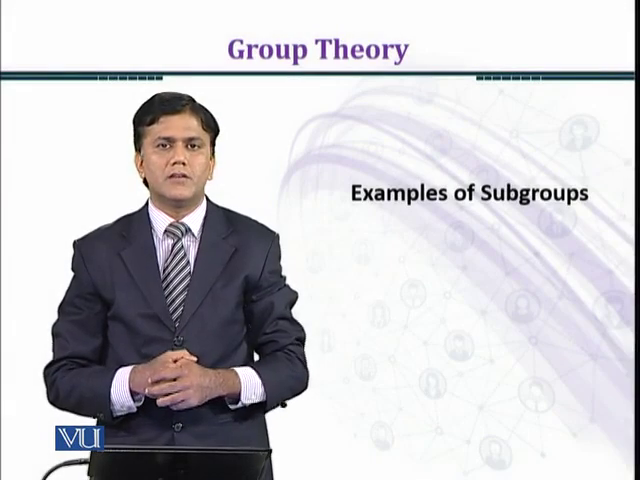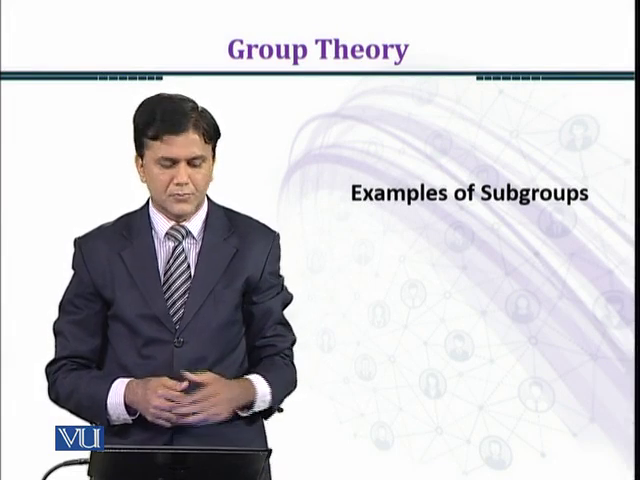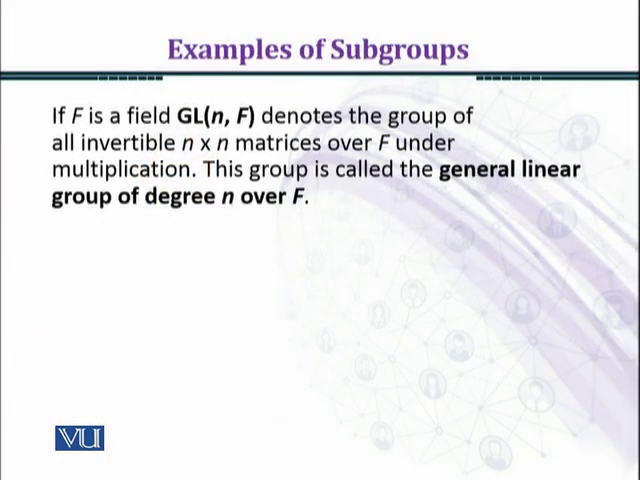In this module, we shall discuss some interesting examples of subgroups. As you have seen in the previous modules, the set of all square matrices of order n by n having determinant not equal to 0 form a group under matrix multiplication. If F is a field, GL_n(F) denotes the group of all invertible n by n matrices over F under multiplication. This group is called the general linear group of degree n over F. And here we shall find the subgroups of GL_n(F).